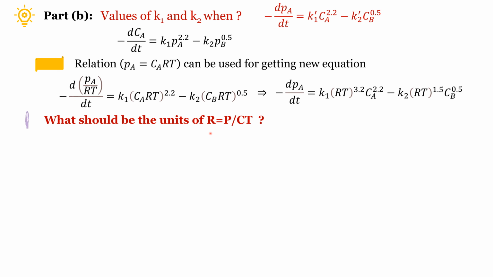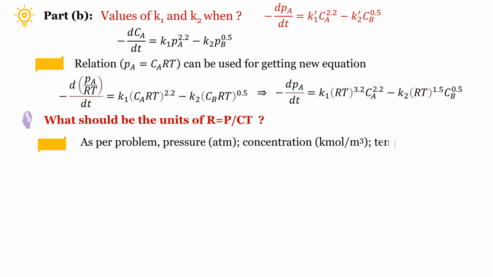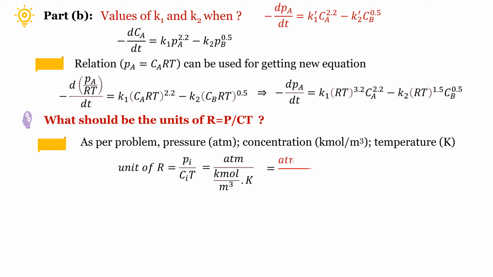From this equation we can write R equal to P by CT. Now the units of P, C and T are already given, so as per the problem we will use the same units. We can write P as atm, concentration as kilomole per meter cube and temperature as Kelvin. So this should be the unit of R.